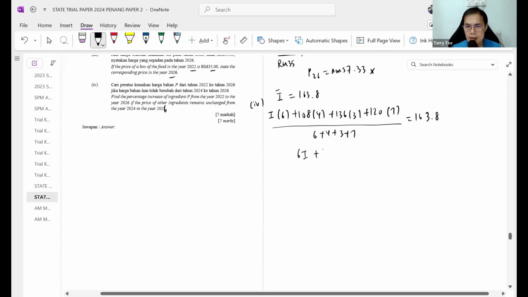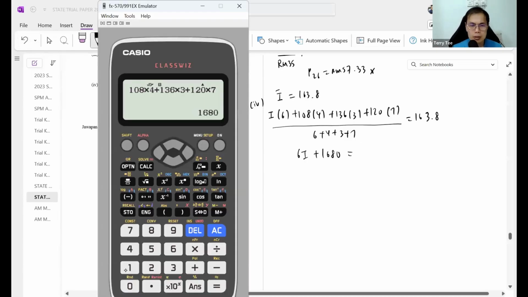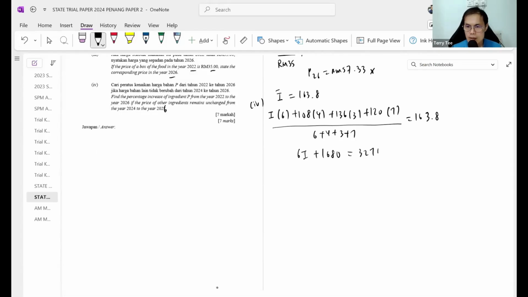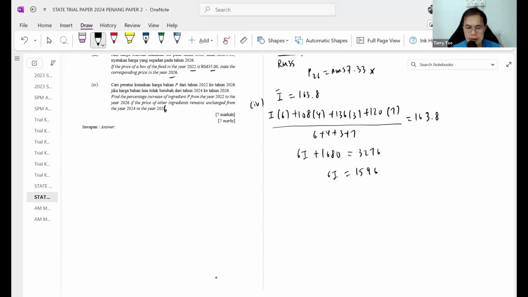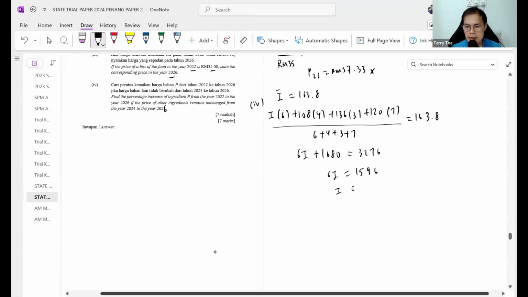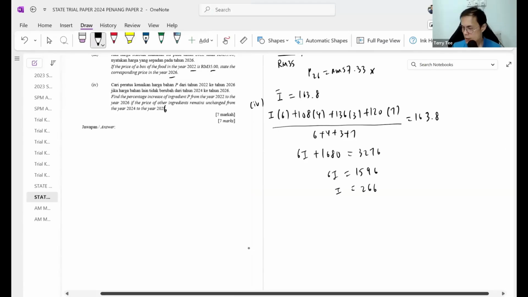6I plus 1680, divided by 20. So I don't write so many steps. I will take 163.8 immediately times 20. I'll get 3276. Take this 3276 minus 1680, right? 1596. Okay, divide by 6. As I divide by 6, I got 266. Okay, 266 is the index.